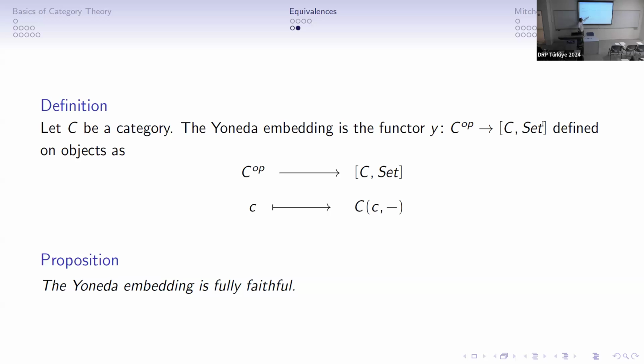So the unit embedding takes an object and sends it to the covariant representable functor, and the proposition states that the unit embedding is fully faithful. So there is an equivalence between any category and the functor category from C to Set, the subcategory.